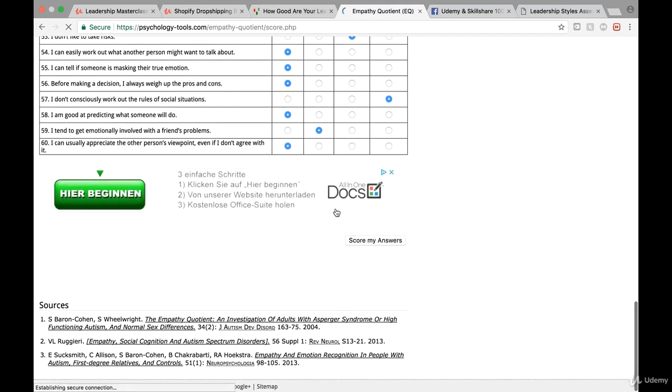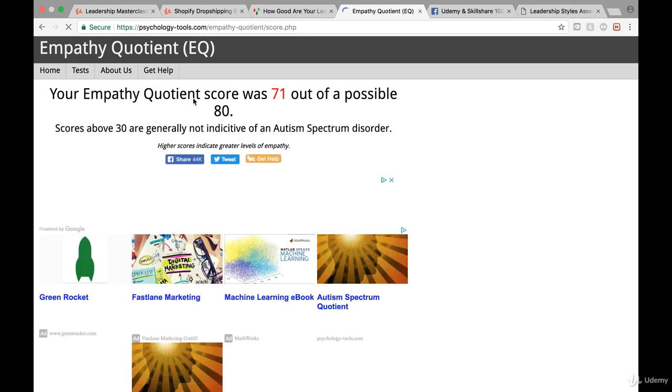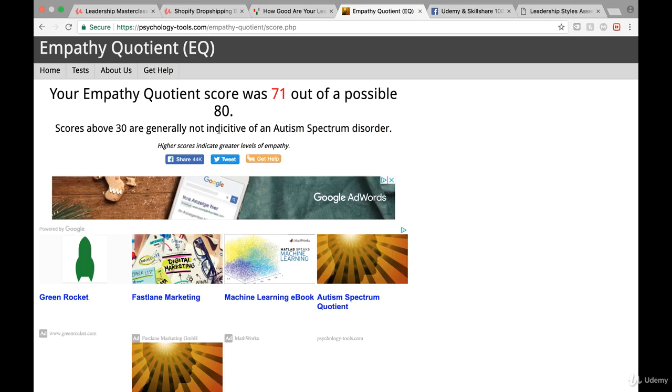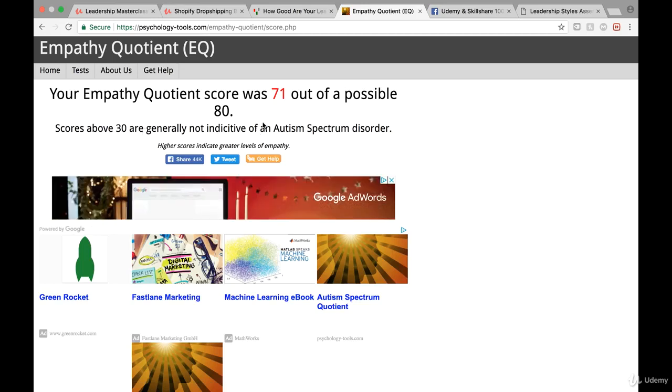So click on score my answers. And now let's have a look. Your empathy quotient score was 71 out of a possible 80. Scores above 30 are generally not indicative of an autism spectrum disorder.